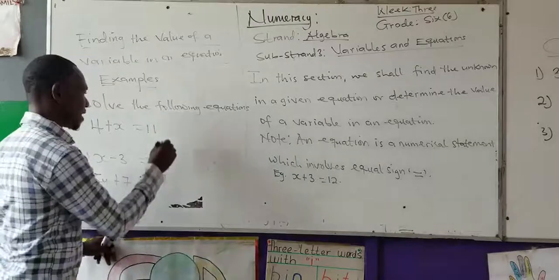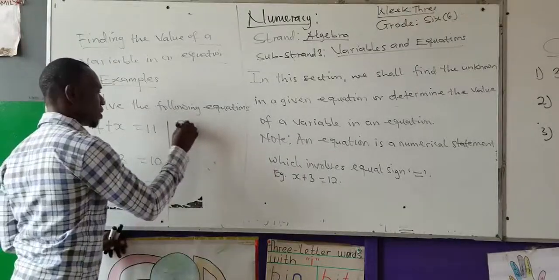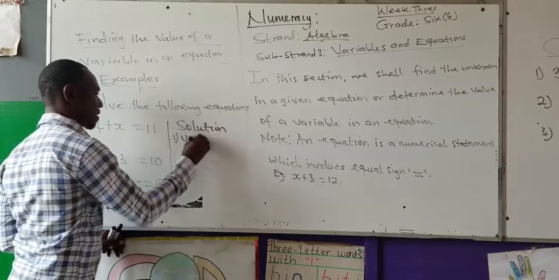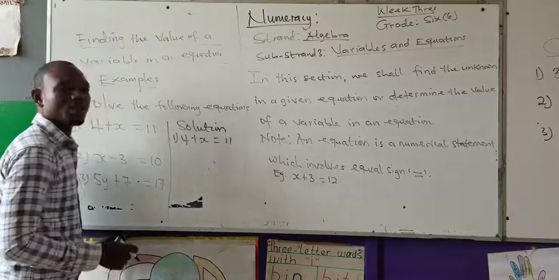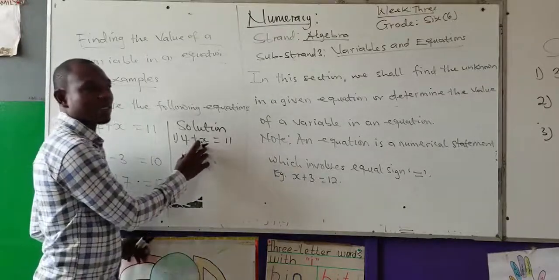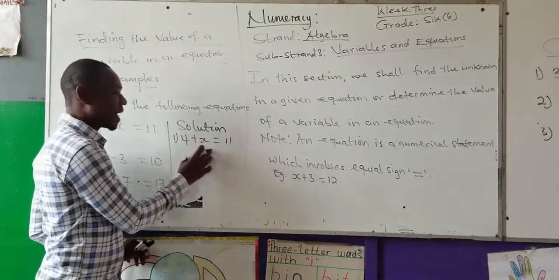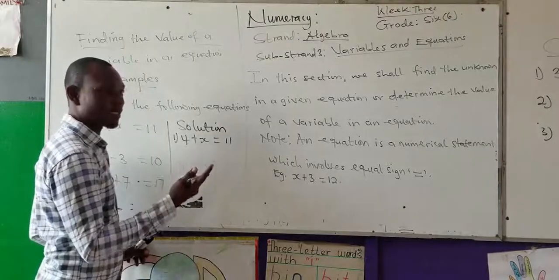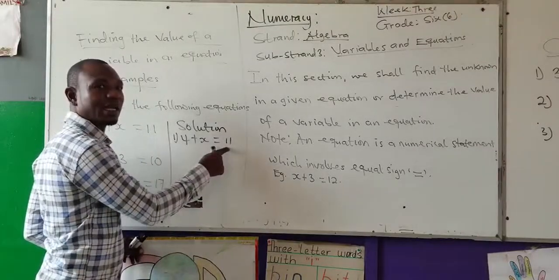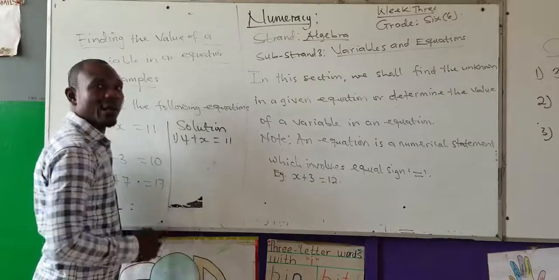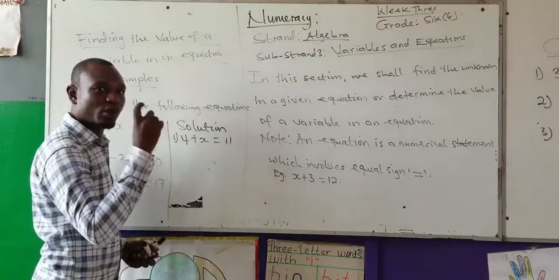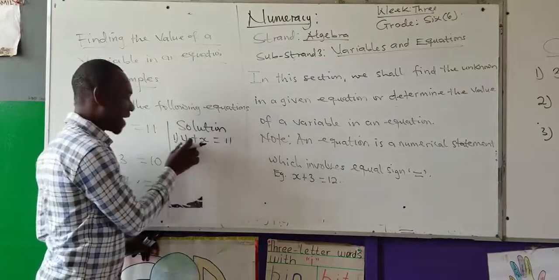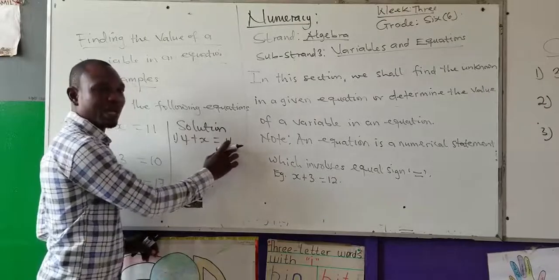Now, let's take number one, solution. If you look at number one, 4 plus x is equal to 11. Here we are going to make sure that x stands alone, because we want the value of x. So here we still do the grouping of like terms. You move the 4 to the 11, because they are like terms. They are partners. They are all numbers, so they can join each other.